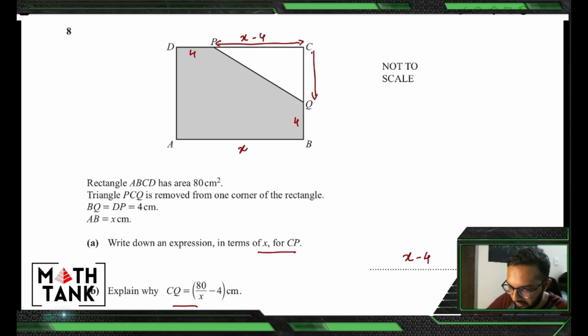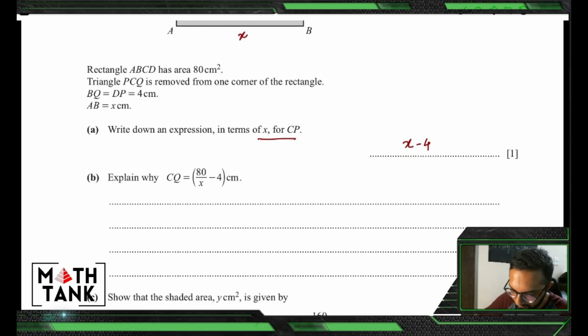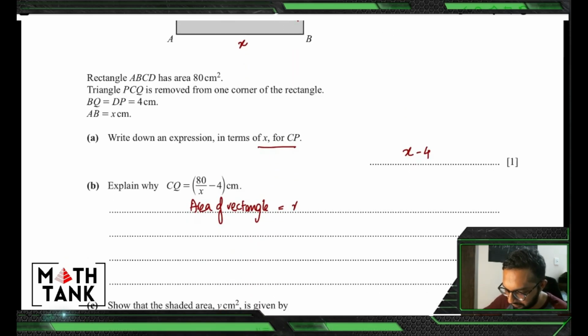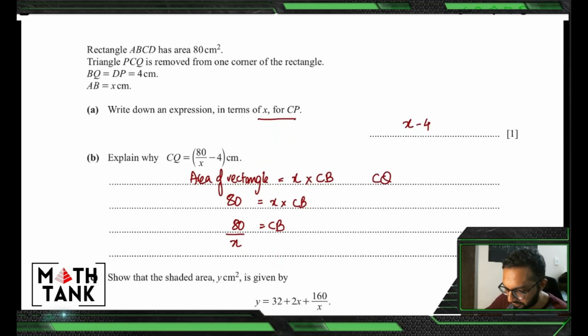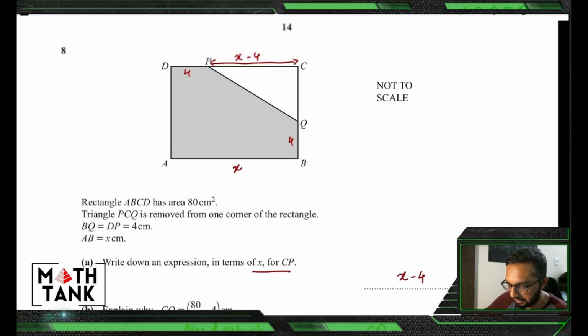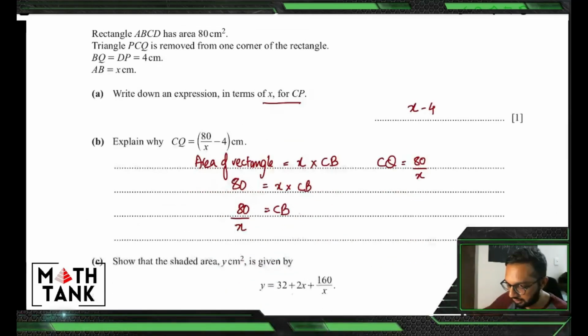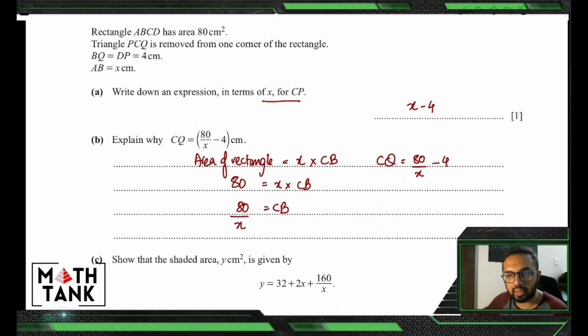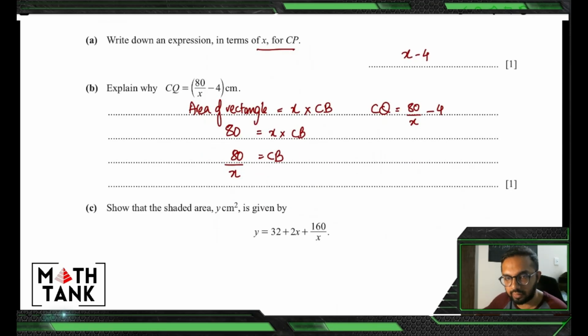So CQ. Okay, so I know the area of the entire rectangle. So first, can I start off with the area of the rectangle would be x into CB. Area of rectangle is 80. So CB should be 80 divided by x. If CB is 80 divided by x, then CQ is simply 80 divided by x, and you subtract 4 because this is 4. So CQ is 80 over x minus 4. That explanation is more than enough for you to get full marks.